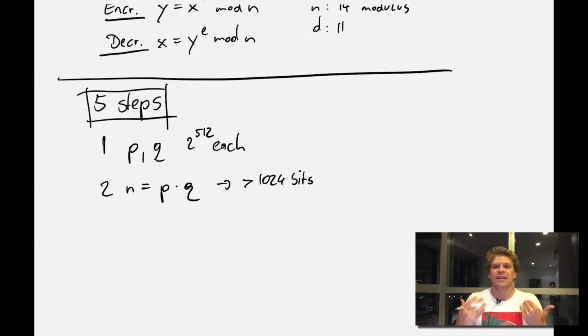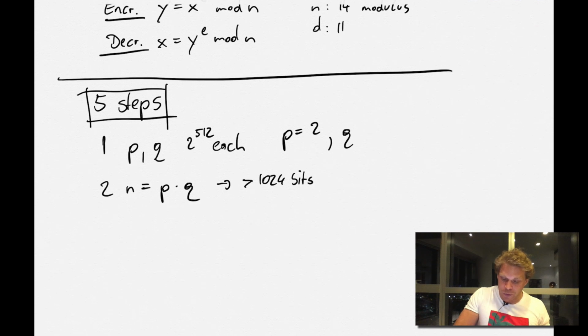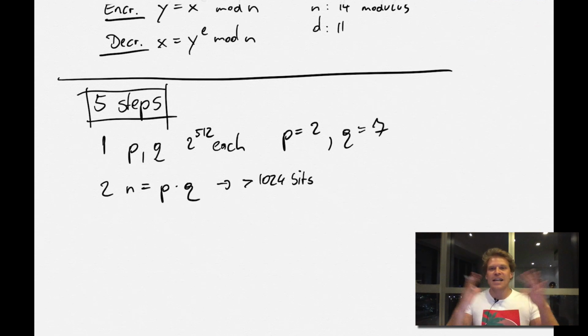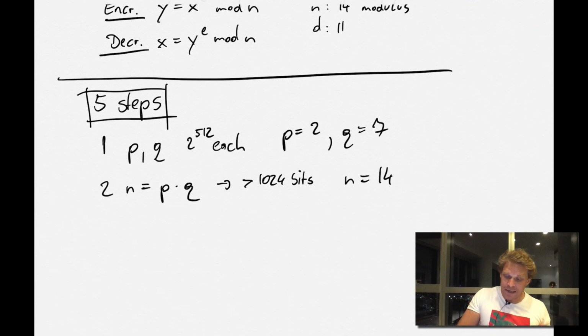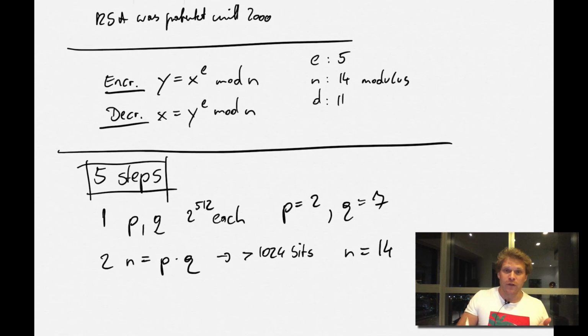Now the numbers that I used in this example are P equals 2, a prime, and Q equals 7. Now I could have used any other number, but I'm just using these examples here. And so now what happens is I get n equals 14, and this is where this modulus comes from.